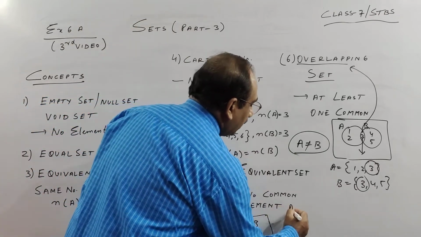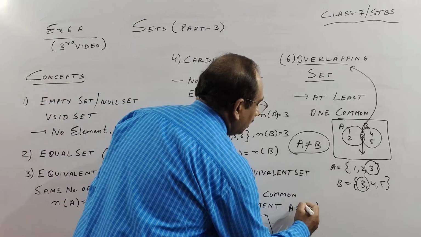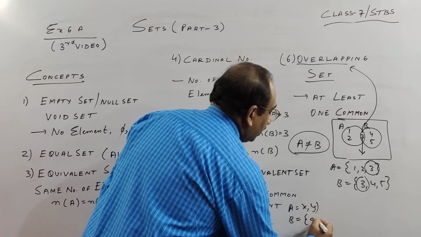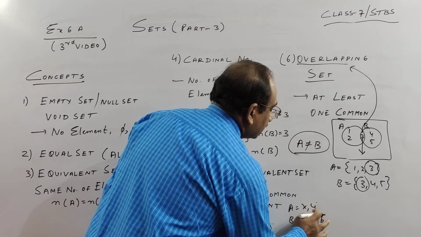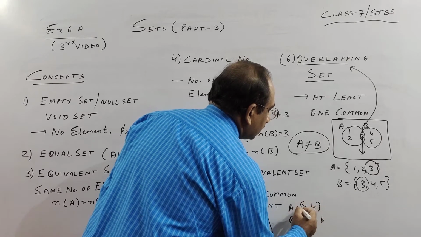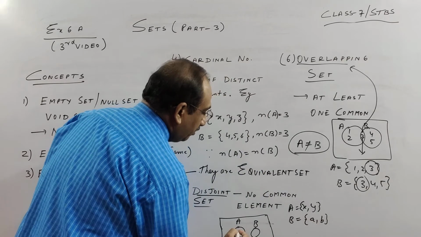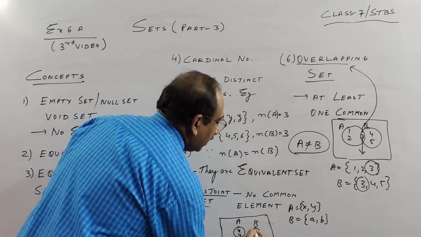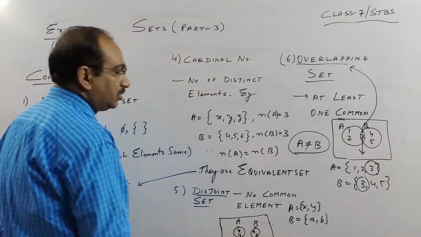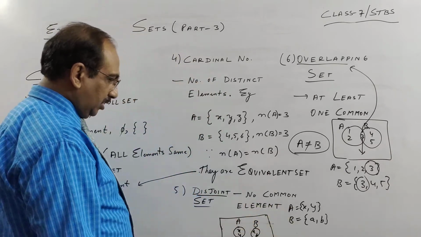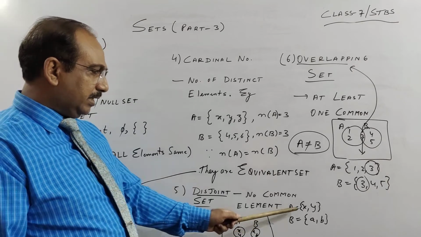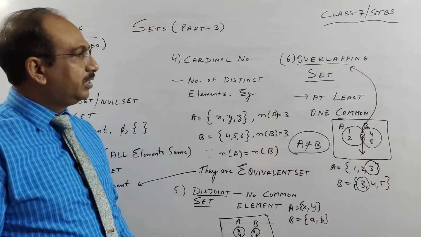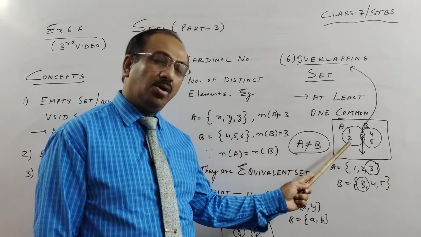But here, if you have A as {X, Y}, and B is {A, B}. So A is XY, we put it in braces, and B is AB. So you see nothing is common to them. So these two particular sets, XY and AB, are disjoint. There is no common element between them. Overlapping means at least one or more common.